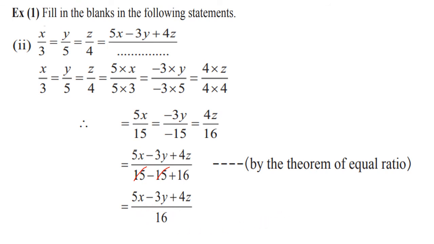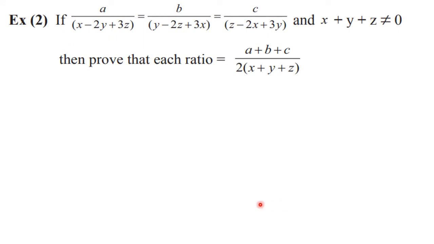Okay. Now let's go ahead towards the next solved example. Solved example number 2. If a upon x minus 2y plus 3z is equal to b upon y minus 2z plus 3x is equal to c upon z minus 2x plus 3y and x plus y plus z is not equal to 0, then prove that each ratio is equal to a plus b plus c upon 2 inside the bracket x plus y plus z.